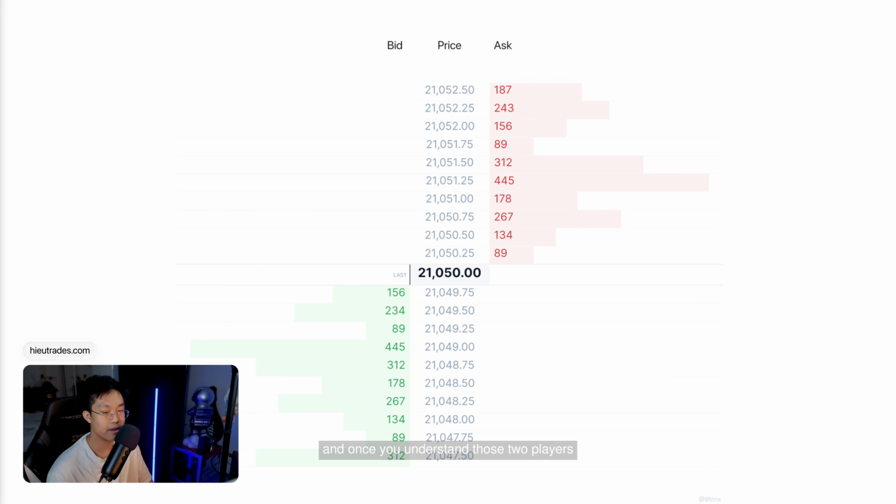And once you understand those two players, this brings me on to the depth of market. A live snapshot of every resting order on both sides of the market at the exact moment in time. And I want to walk through this carefully because most people have actually never looked at one of these. But this is what's happening behind every single candle and behind how the market actually moves price.